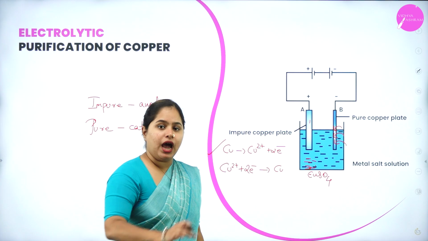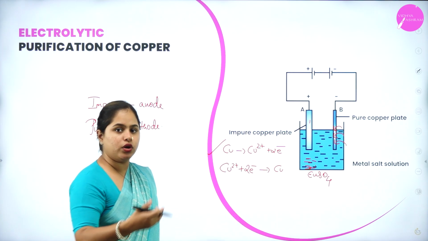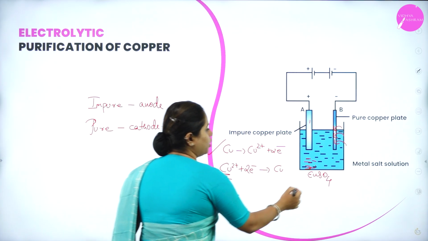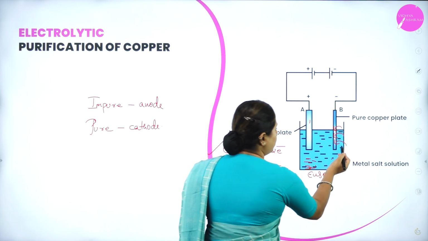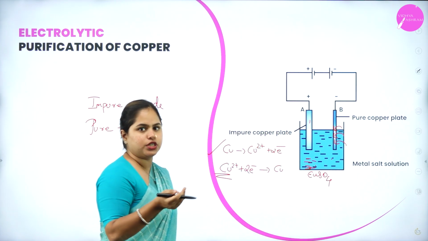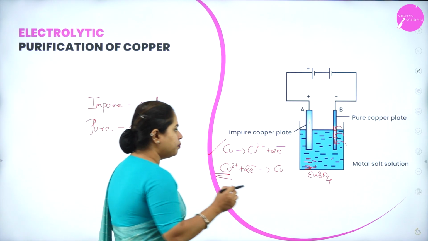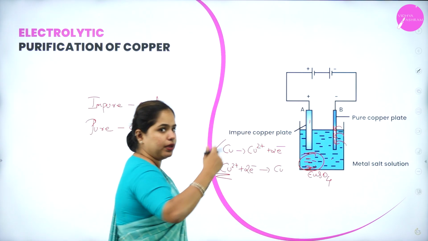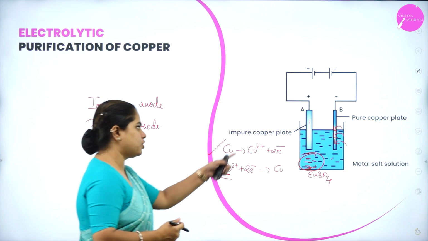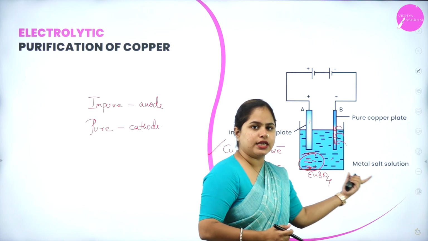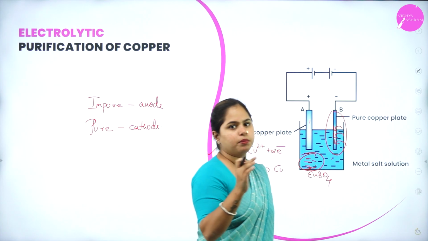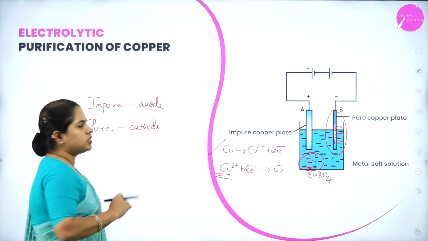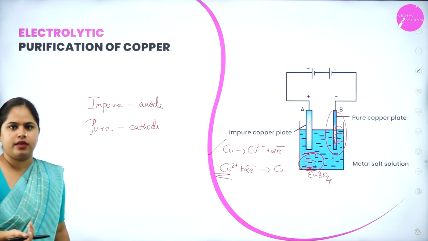Electrons will be formed, and the pure one will be taken as cathode, in which the Cu2+ ions present in the electrolyte will accept the electrons, and copper will get deposited. The impurities will always be present below the anode. So the size of anode becomes smaller and the size of cathode becomes larger. In cathode only the pure metal will be deposited. So this is how you can purify copper or any other metal.